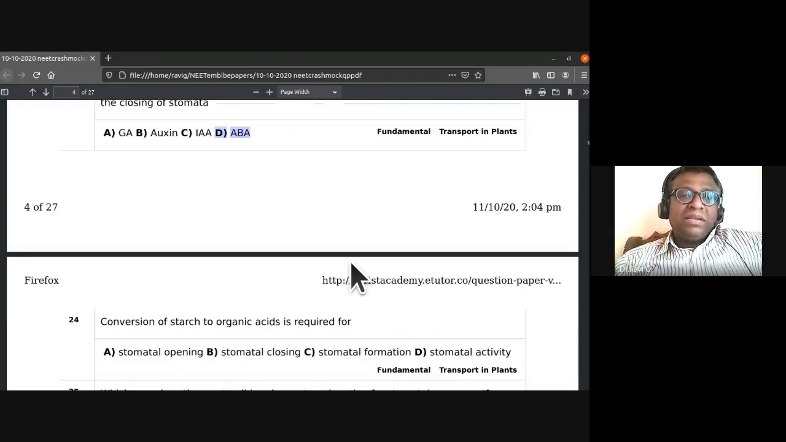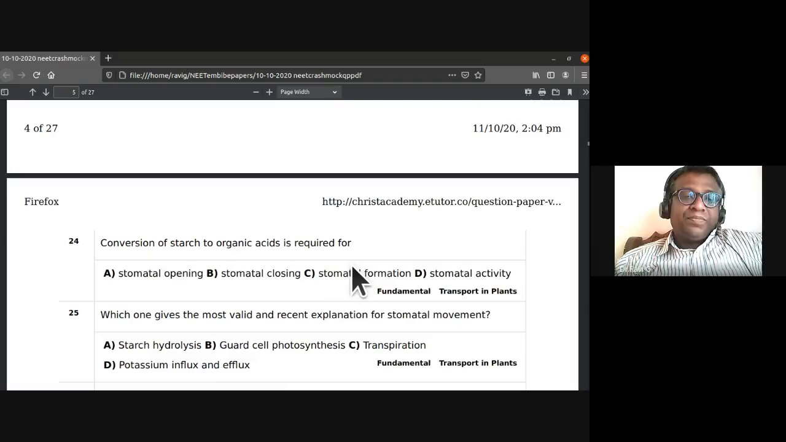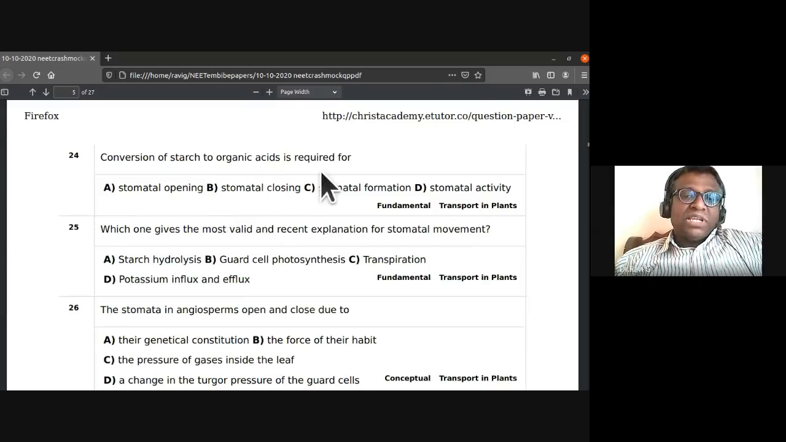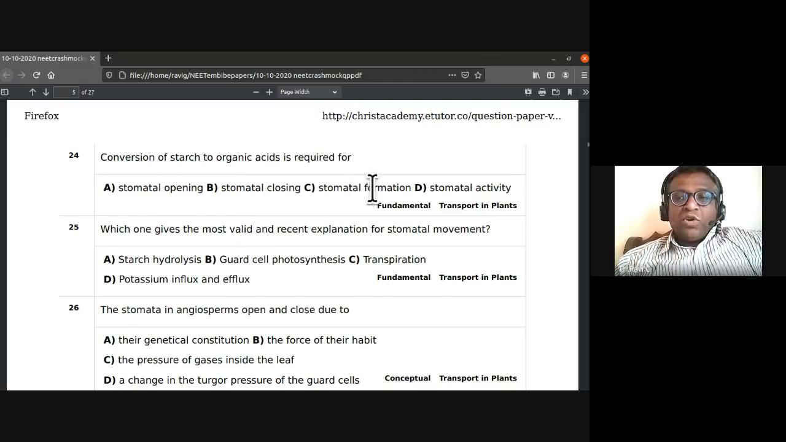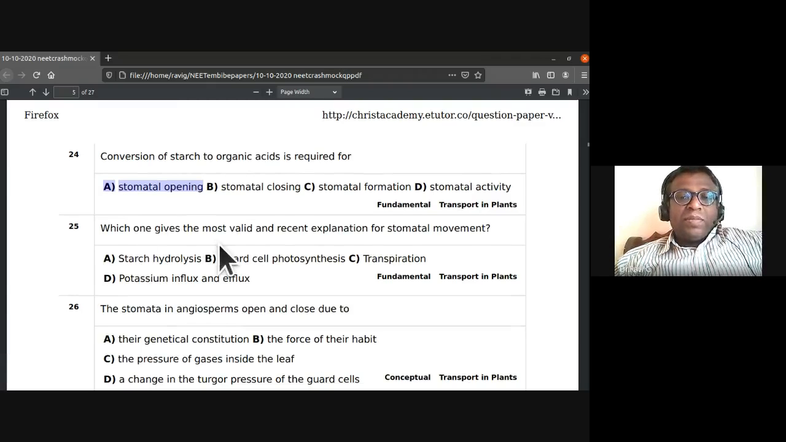Okay, 23rd D is the answer. 24th, conversion of starch to organic acids is required for stomatal opening, stomatal closing, stomatal formation, stomatal activity. It is stomatal opening. So 24th, the answer is A, stomatal opening.